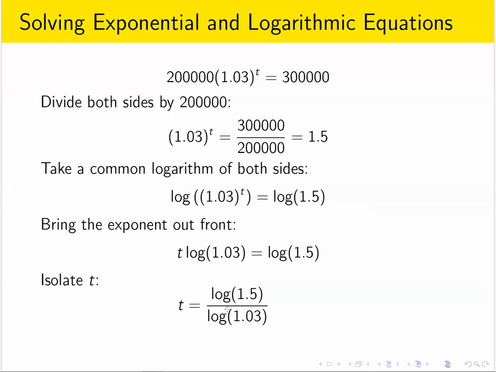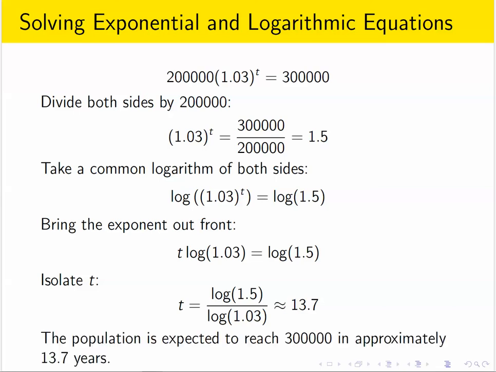So this is an exact value, and if I evaluate this quantity on my calculator, I get approximately 13.7. And in the context of this word problem, we should have a word answer, so we'll interpret this t value as a number of years, and say that the population will reach 300,000 in approximately 13.7 years.